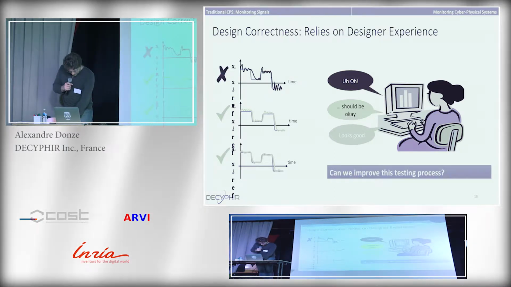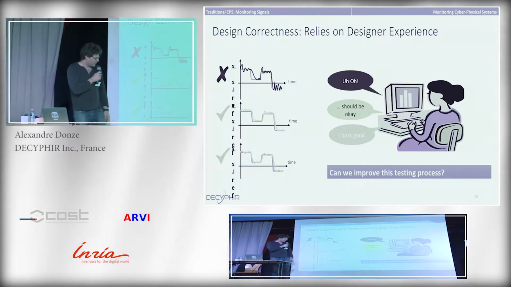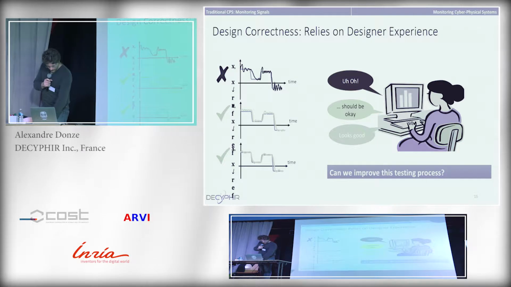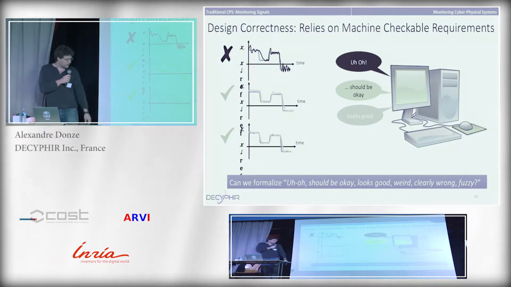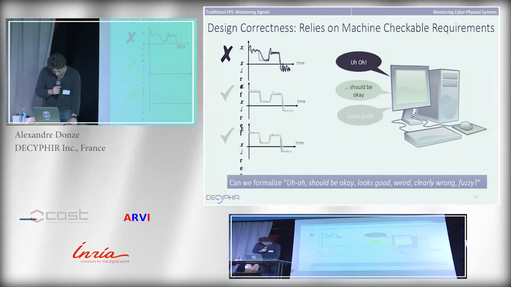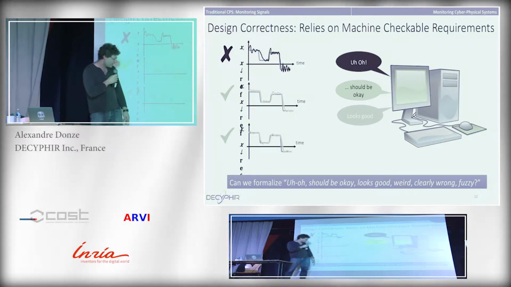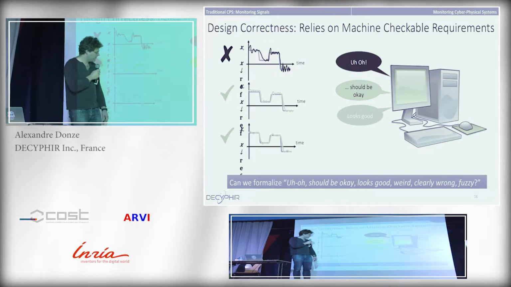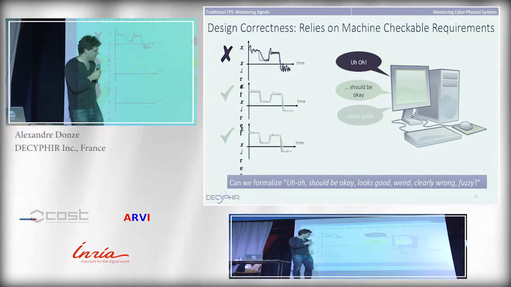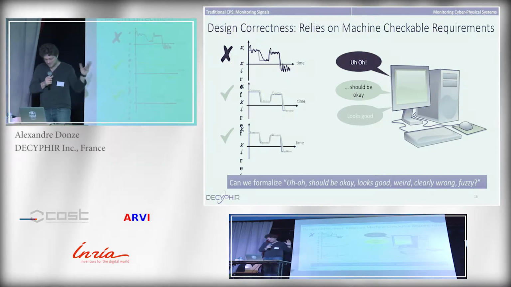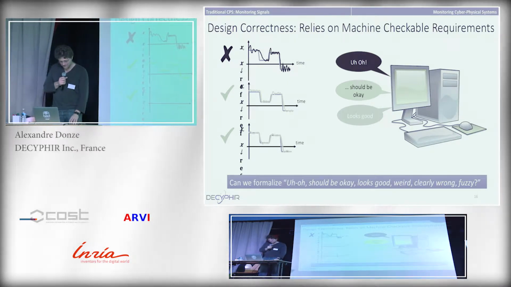So the question is, can we improve this process? To improve on this process, what we would like to do is be able to formalize what it means to say, well, should be okay, looks good, oh, it's weird, clearly wrong, fuzzy. How can we do something more formal than that?